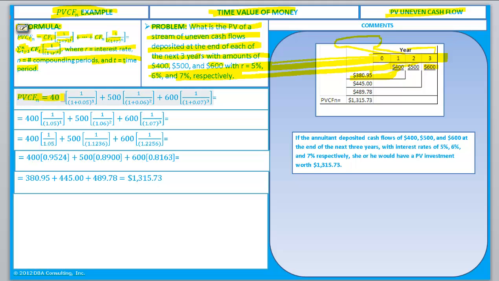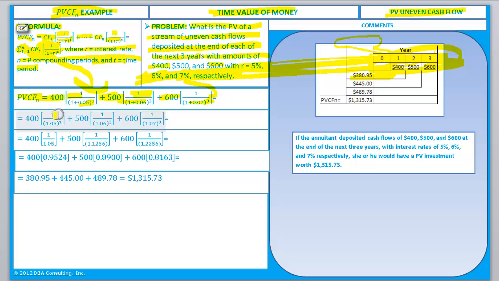So we start with 400 times 1 divided by 1 plus 0.05 to the first. We're just using this formula right here, bringing it down, and using these variables here. The second one would be plus 500 times 1 divided by 1 plus 0.06, which is the interest rate at the second period, to the second power. Then 600, which is the last cash flow, times 1 divided by 1 plus 0.07, the interest rate for the third period, raised to the third power.